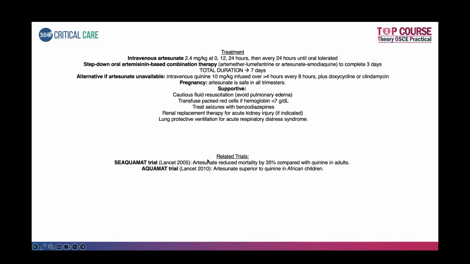So the related trials were the SEAQUAMAT trial, which came in 2005. Artesunate reduced mortality by 35% compared to quinine in adults. Then you have the AQUAMAT trial, where artesunate was superior to quinine in African children. So the main references are here.